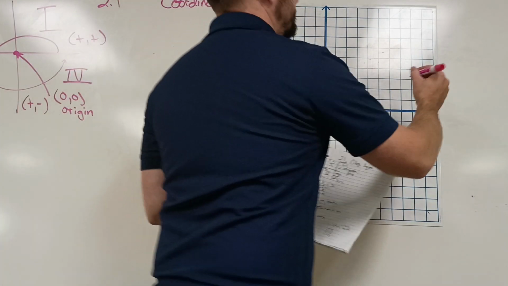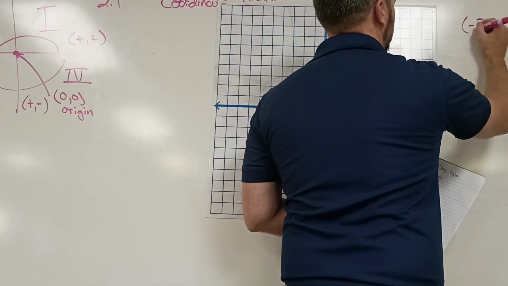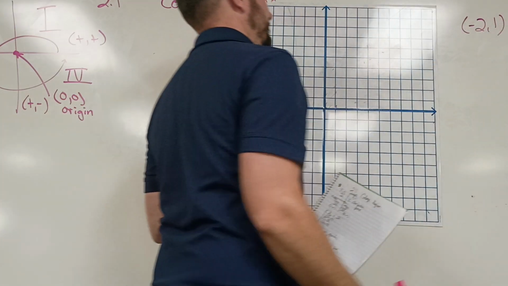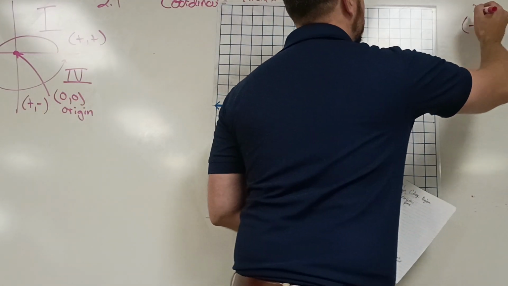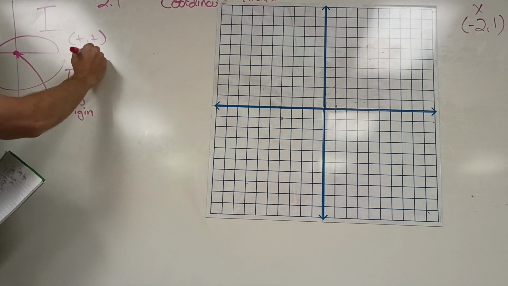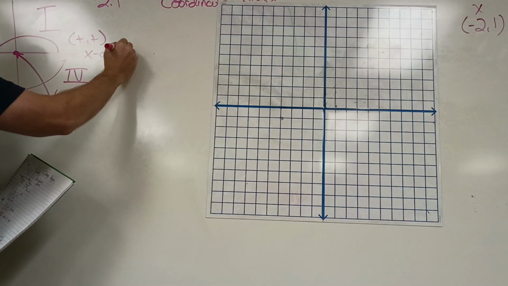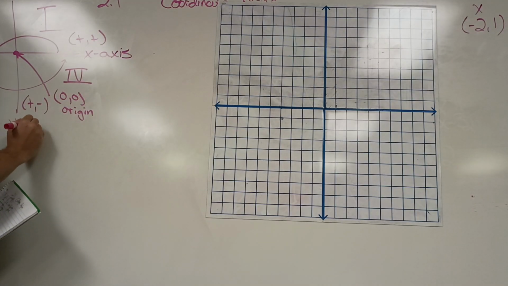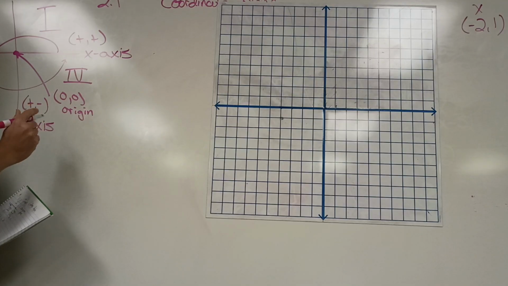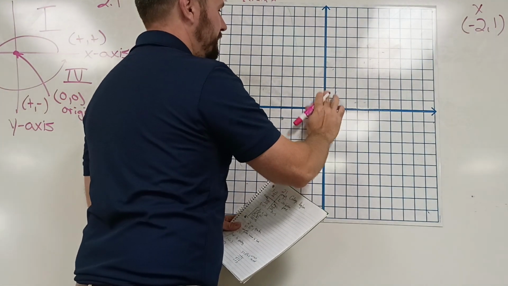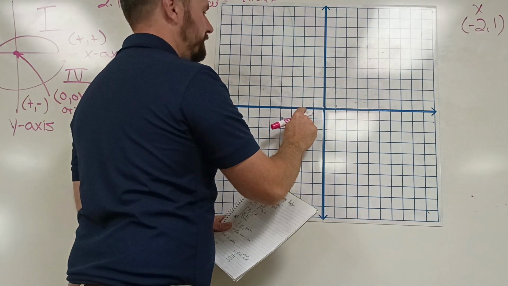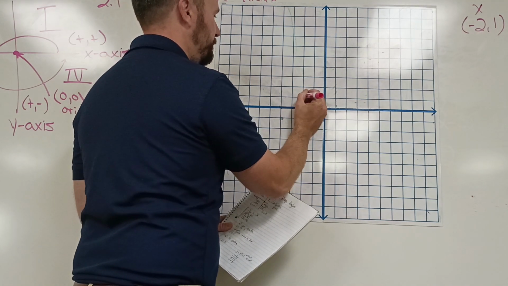All right. So let's graph some points. Where's the point (-2, 1)? What's that first value give me? My x. Just a reminder, this is your x-axis. This is your y-axis. So -2 tells me I go left 2. The +1 says I go up 1.